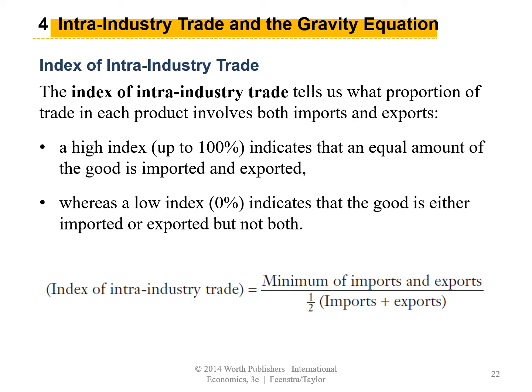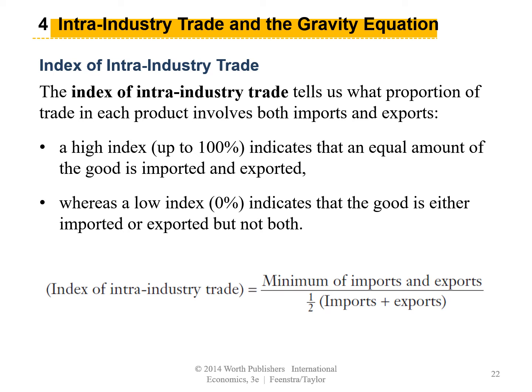So there's the index there. Index of intra-industry trade is equal to the minimum of imports and exports divided by half times imports plus exports. To give a sense of the intuition, let's assume we're talking about US imports and exports of coffee, and we'll work in millions of pounds of coffee.